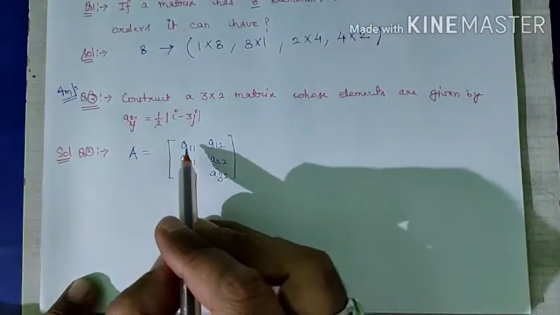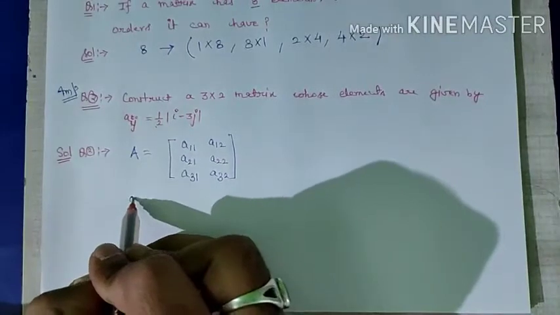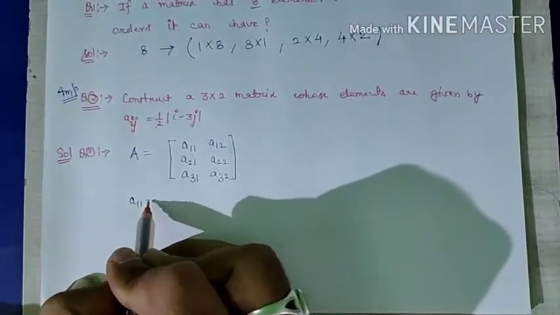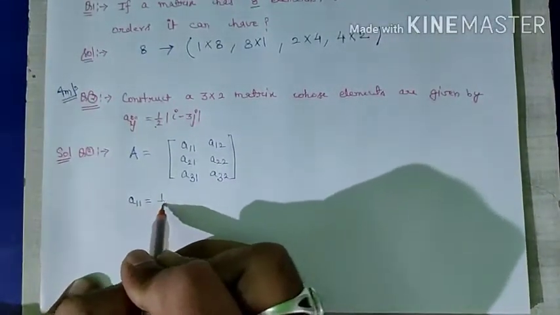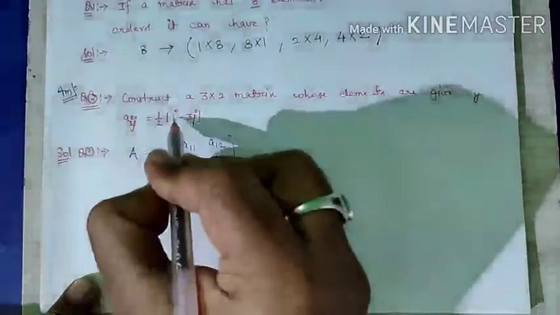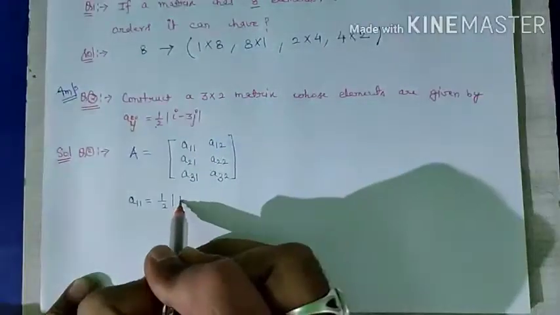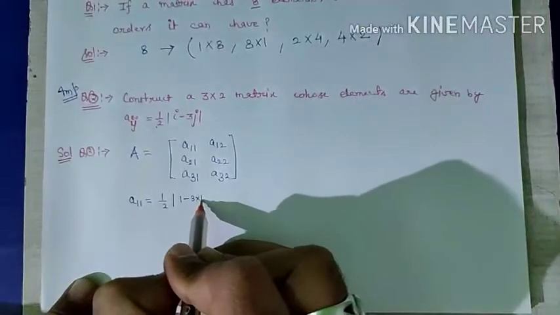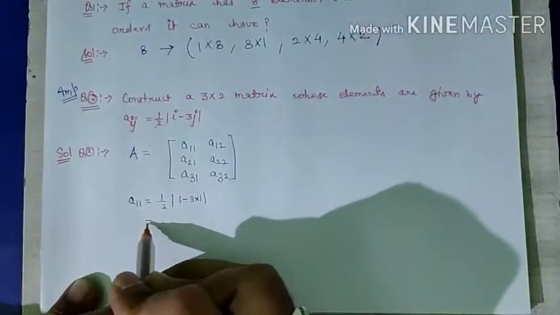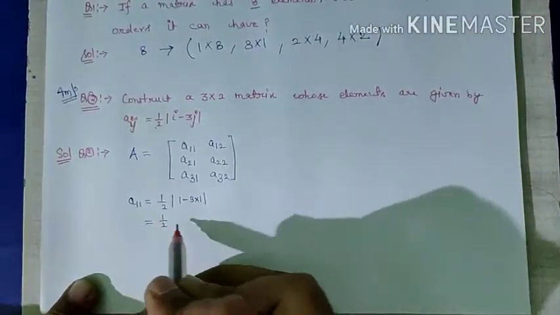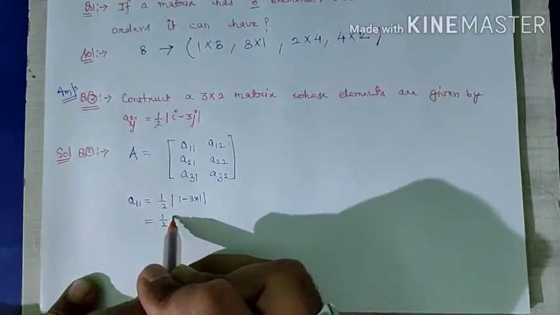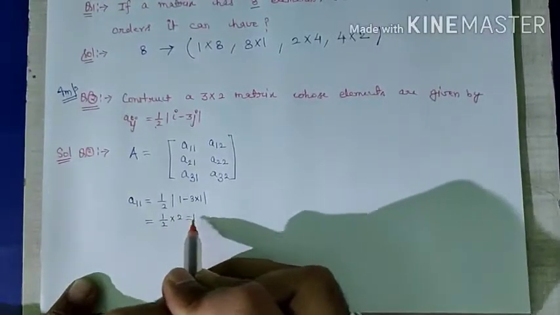Now a11 will be 1 by 2 into |1 minus 3j|, meaning 1 minus 3 into 1. So what we will get? 1 upon 2 into |1 minus 3|, which is 2, so a11 is 1.